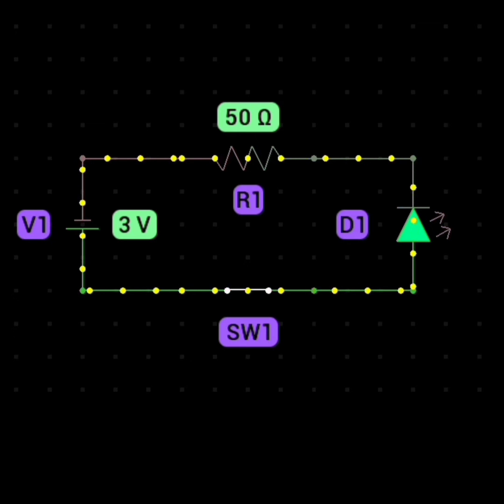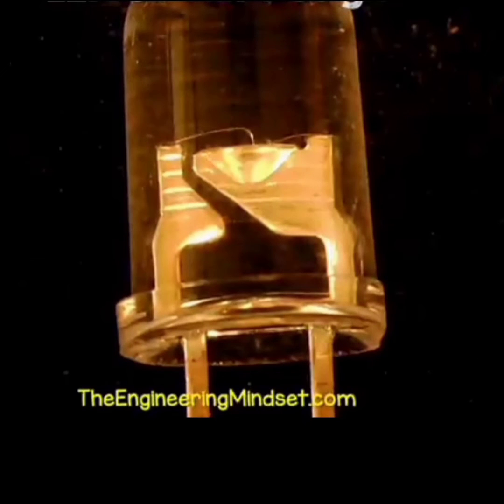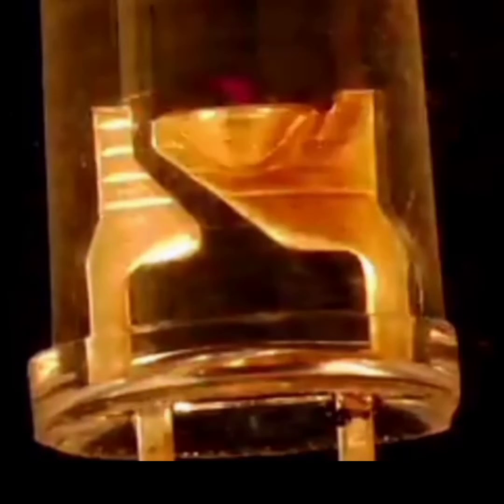The LED has a tiny wire inside. It will be destroyed when too many electrons pass through it. You can see the microscopic image.